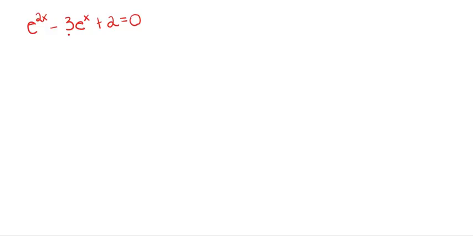Although my variables are in the exponents and my e is a base, not an exponent, I can still factor this like a quadratic. What times what will give me e to the 2x? Couldn't e to the x times e to the x give me e to the 2x? Right? So let's go ahead and use that to factor this as if it were quadratic.